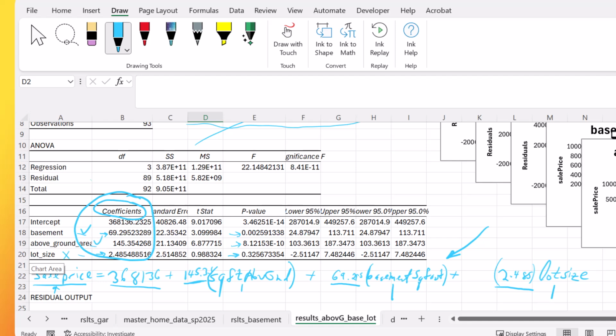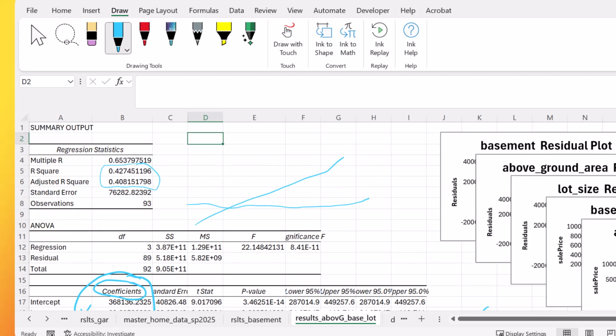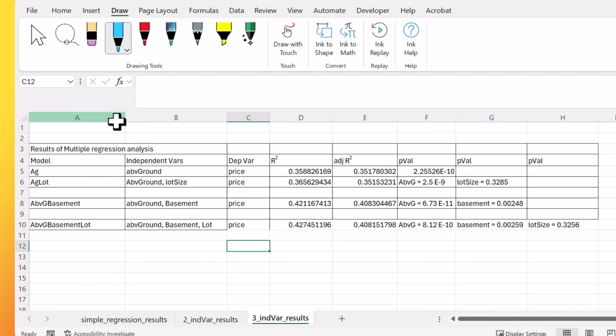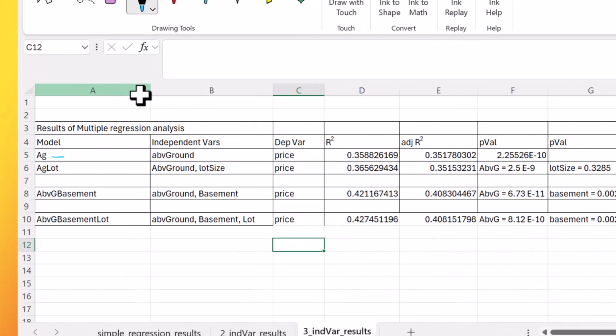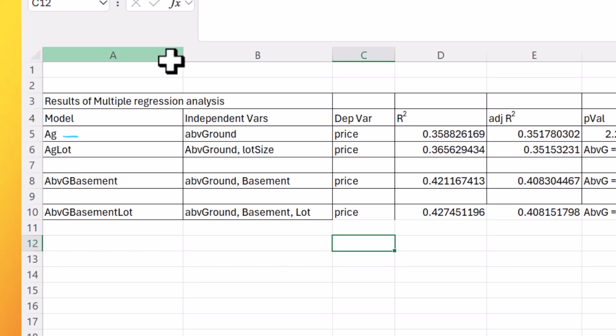Now, I wanted to review or revisit really quick the idea of the adjusted R squared, which is given to us right here. I have another worksheet I'd like to show you. I have a model that only considers a simple regression between the above ground size of the house and the price. I called this model above ground. The independent variable is only above ground, the dependent is price. My R squared in this case is 0.358826-ish. My adjusted R squared is 0.35178-ish.